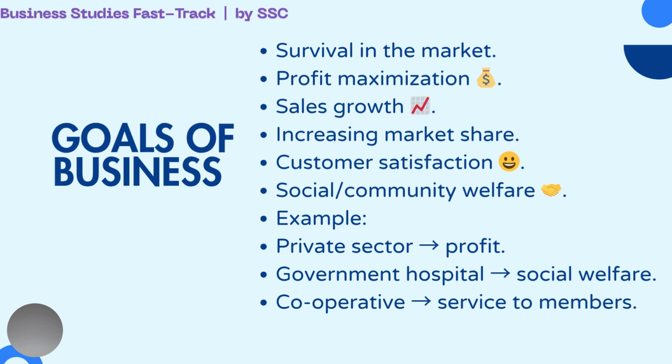So next we move on to talk about goals of business. The goals of business can be different. Some businesses want to survive in the market. Others focus on maximizing profit, increasing sales or growing market share. Business may also aim for customer satisfaction or community welfare. For example, private companies usually aim for profit, government hospitals provide social welfare and cooperatives serve their members. So there are different kinds of goals for businesses. Non-profit businesses, profit businesses, there are different kinds of businesses.